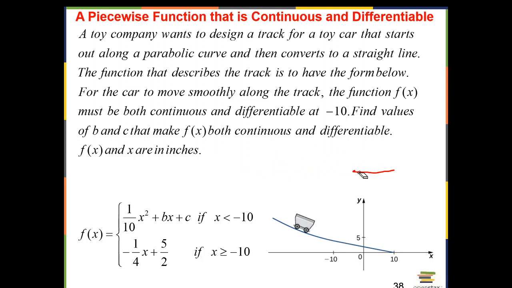So the point is that we have to find B and C here, such that the connection between these two would be smooth. In order to be smooth at that point, it has to be continuous first of all. So you don't want it to look like this. And it has to be smooth. That means you don't want a curve and then a straight line like that, where there's a sharp corner. So in order for that to be true, we have to find B and C such that this function is continuous at -10 and differentiable at -10.